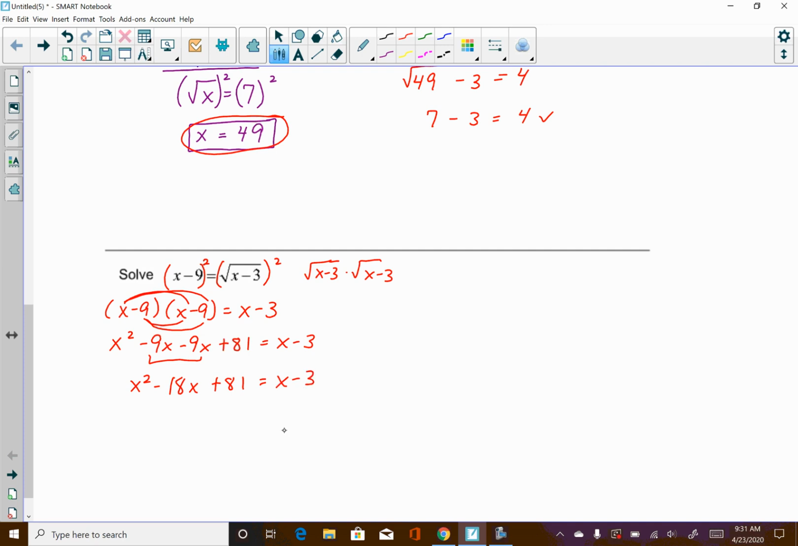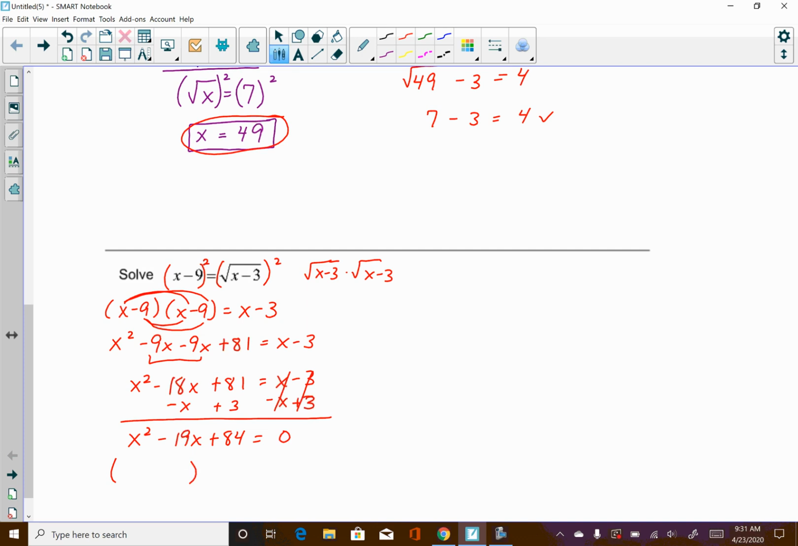Now from here, I want to get all of this equal to 0 so I can solve for x. So I'm going to subtract x and add 3 to both sides. There we go. Subtract x and add 3. So that cancels out over here, and the right side is going to be equal to 0. So then I'm left with x squared minus 19x plus 84.